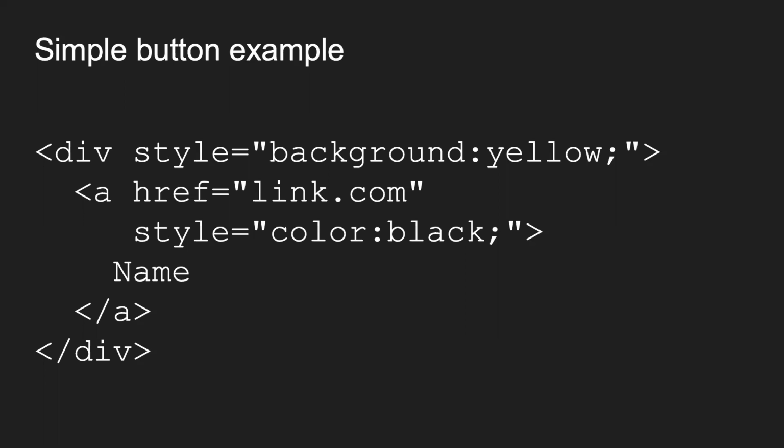So imagine forever your teams or you have been writing code like this. You say, hey, I need to make a hideous looking button. And so the hideous button is actually made up of a div with a background color. It points to link.com, and then it says name, and it's got some black text.